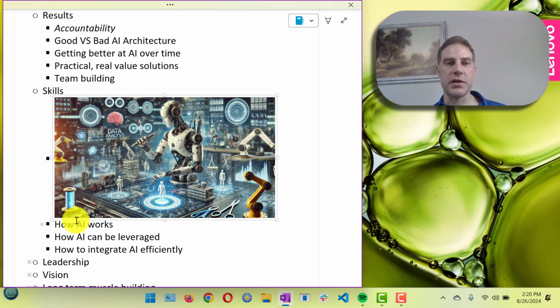So how AI works at its core is machine learning engineering. But how AI can be leveraged is actually AI engineering. This is separate. This is like the difference between the guy who builds the car and who drives the car. These are two different skill sets.